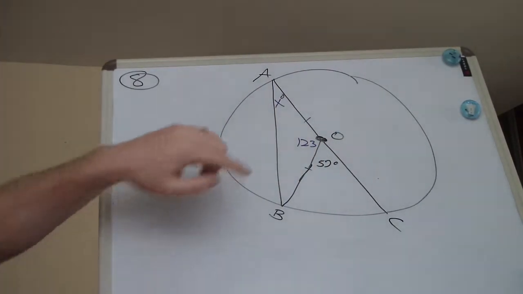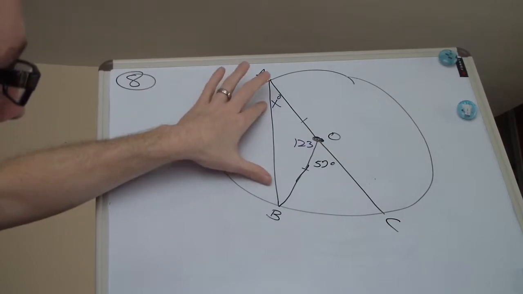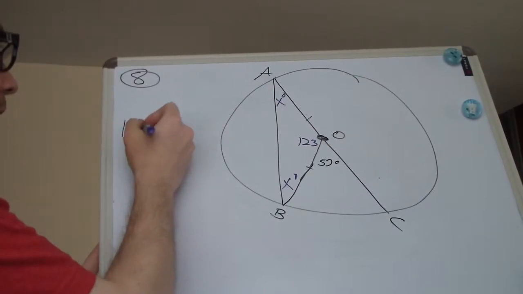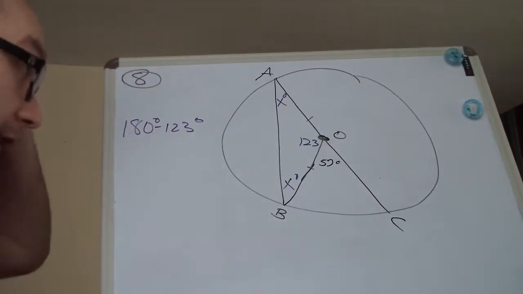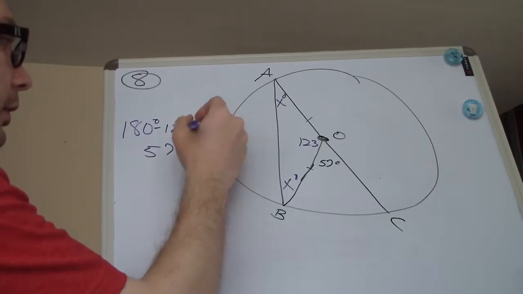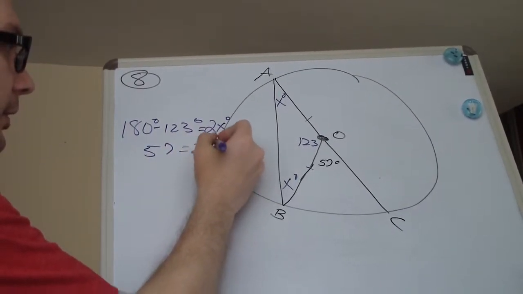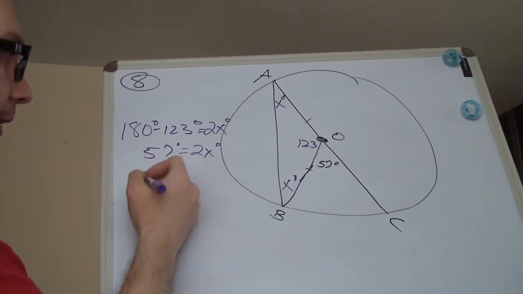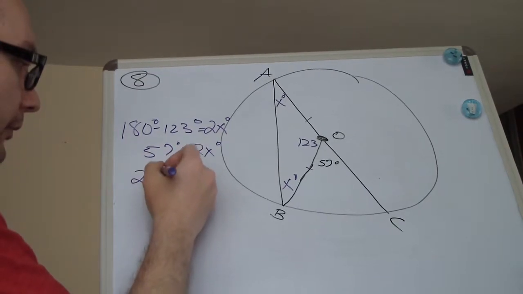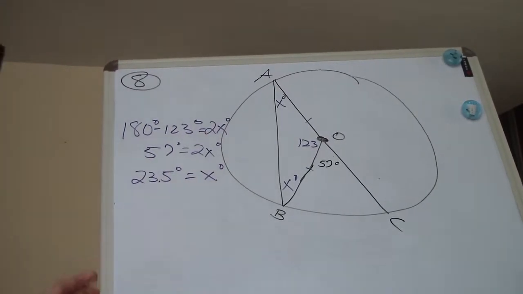And then I'm going to take 123 and subtract it from 180 to get what the rest of these are, because this is going to be X as well. So I have 180 minus 123. Well, that's silly because we just did it, right? That's 57. That is going to be twice X. So 57 is going to be twice X. So if I divide, I'm going to get 28.5 degrees is X. Or no, sorry, not 23, 28.5.